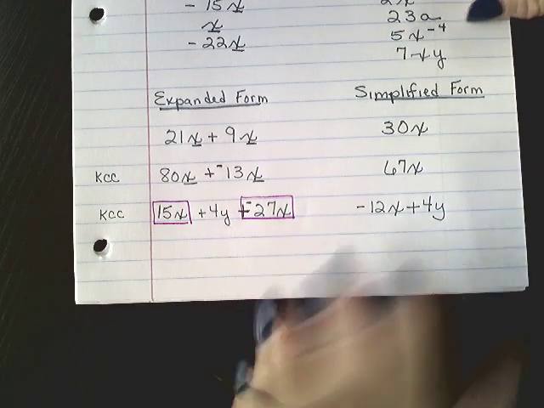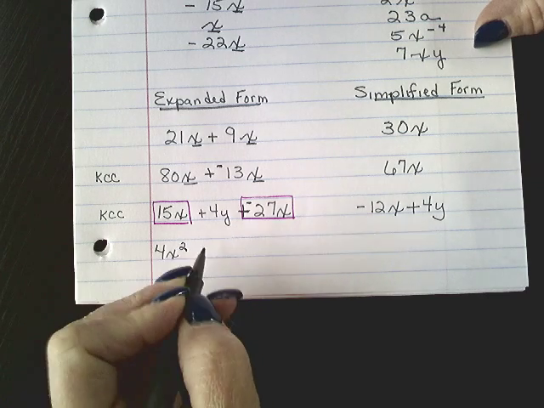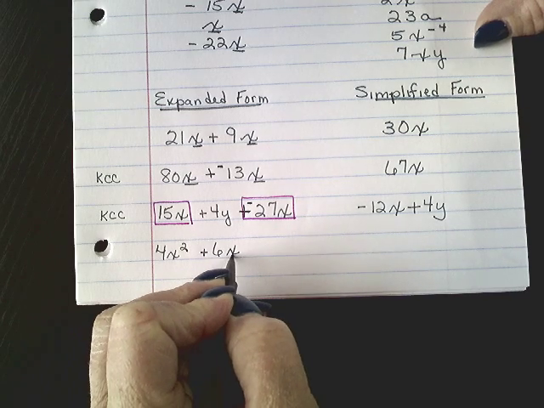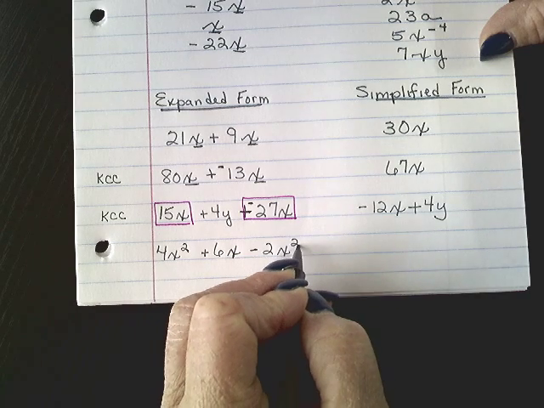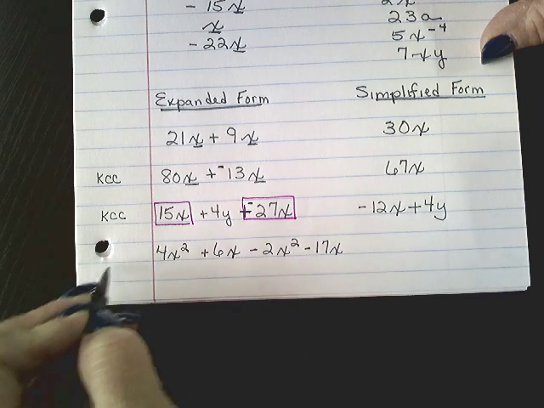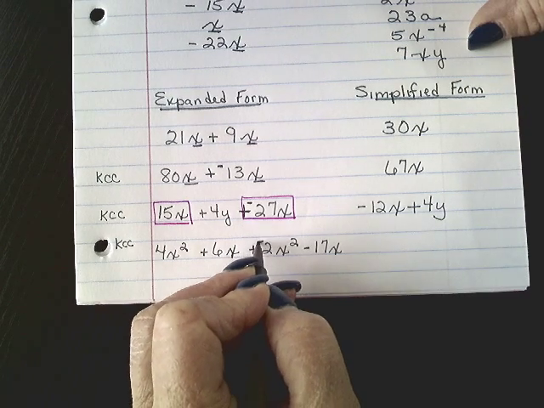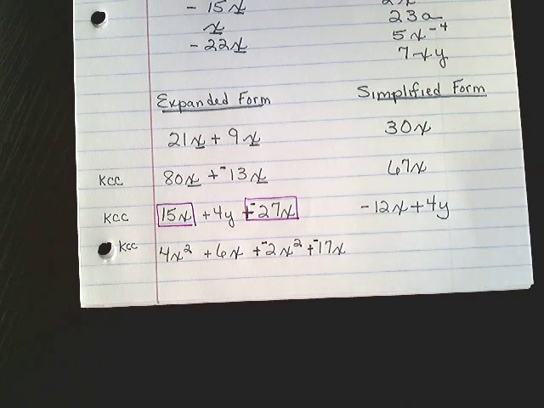Okay, one more example. We have 4x squared plus 6x minus 2x squared minus 17x. All right, once again, keep, change. So wherever I have subtraction, I'm changing that to adding its opposite. Adding negative 2x squared. Adding negative 17x.